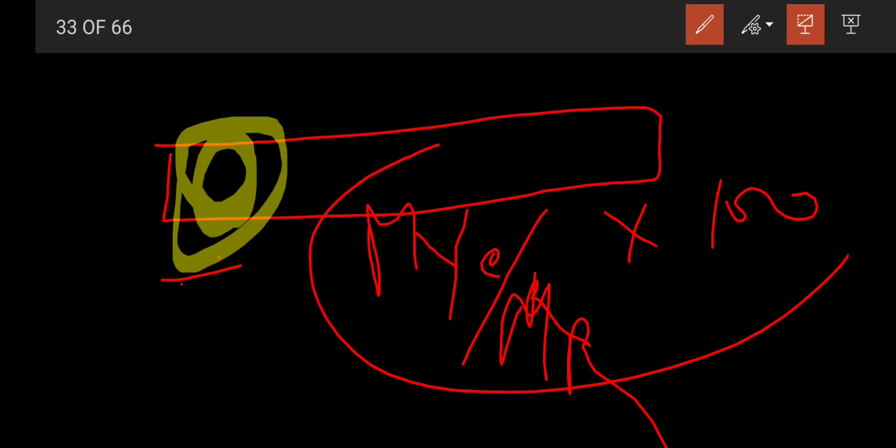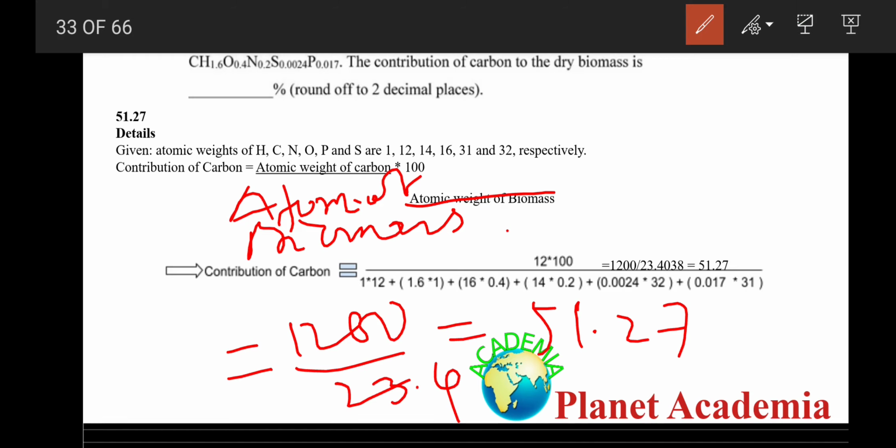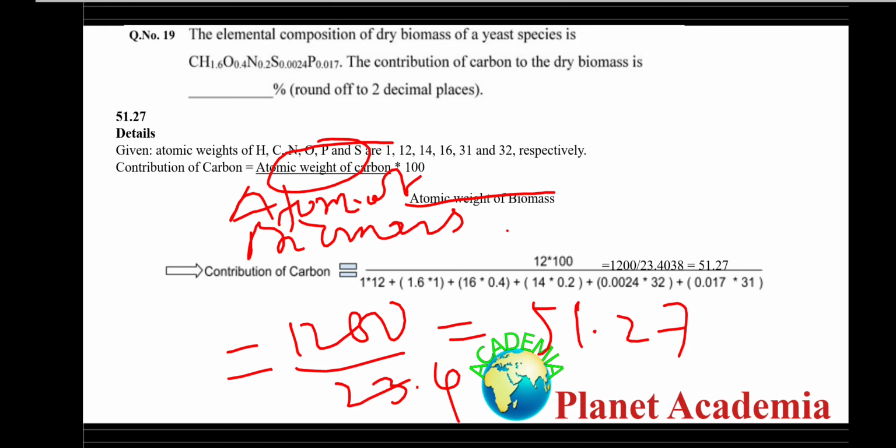This is the actual concept. Now you can see we have done nothing: atomic weight of carbon, that is 12, divided by atomic weight of biomass, into 100. That is simple. There is nothing chemistry, nothing science. It is only common sense. You can learn this in childhood actually.